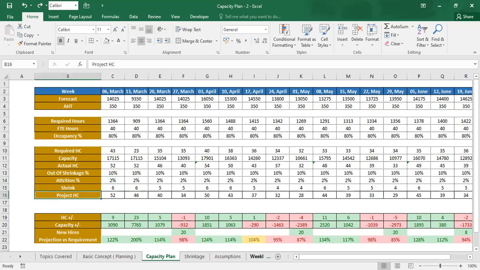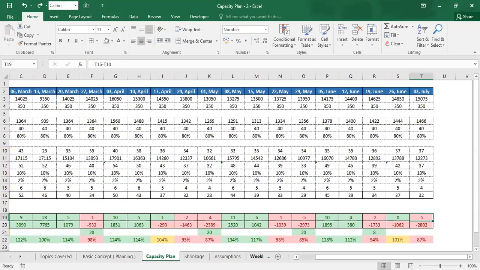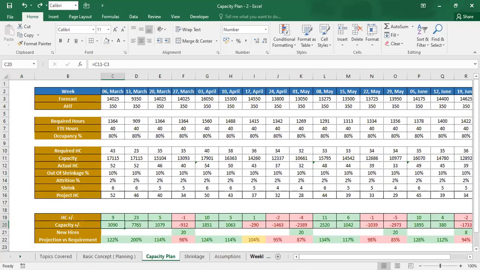So this is the projected head count. Based on that, I have done the minus. So this is my overs and unders. Based on the capacity and the forecast, I have shown here the capacity over under. And this is my projection versus requirement. I hope it is clear to everyone. Yes, Chandra. Okay. So let me take you through the shrinkage.